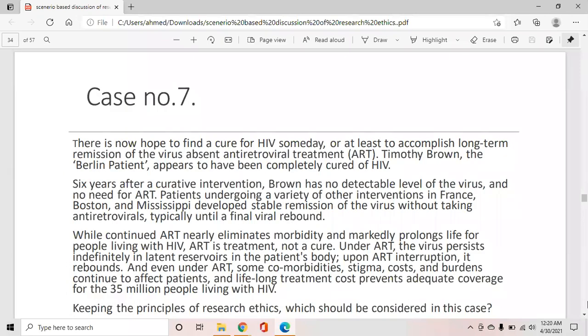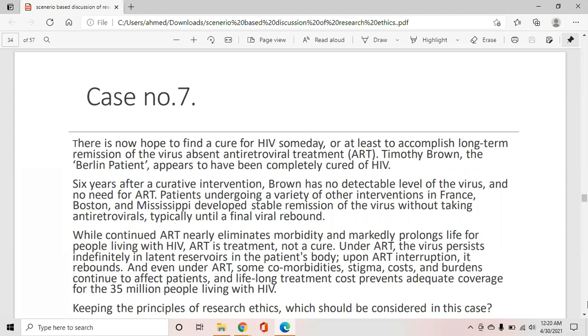Case number 7. There is now hope to find a cure for HIV someday, or at least to accomplish long-term remission of the virus absent antiretroviral treatment, ART. Timothy Brown, the Berlin patient, appears to have been completely cured of HIV. Six years after a curative intervention, Brown has no detectable level of virus and no need for antiretroviral treatment. Patients undergoing a variety of other interventions in France, Boston, and Mississippi developed stable remission of the virus without taking antiretrovirals, typically until a final viral rebound.